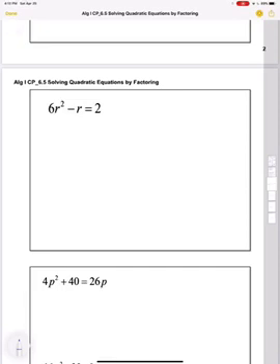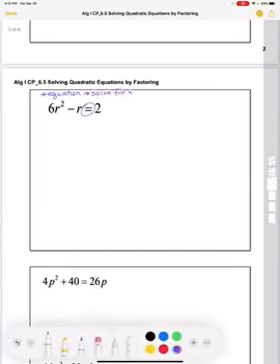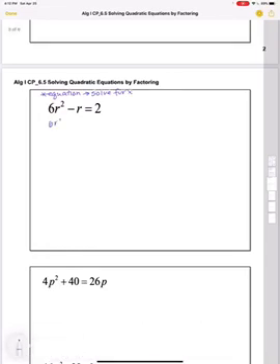6r squared minus r equals 2. So this is an equation. So what does it mean? When it's an equation, we have to solve for x. So see this equal sign? That's a major indicator of what we have to do here. So first we got to set it equal to 0. So 6r squared minus r minus 2 equals 0, right? Because you just subtract 2 from both sides. So now it's set equal to 0.